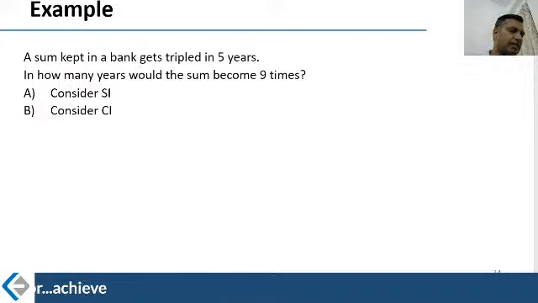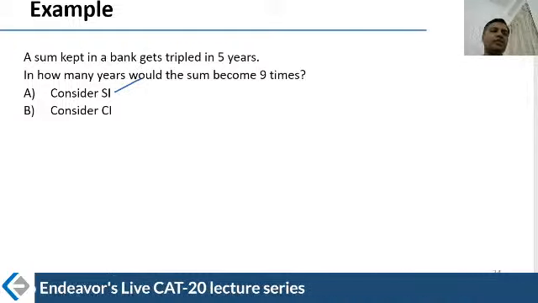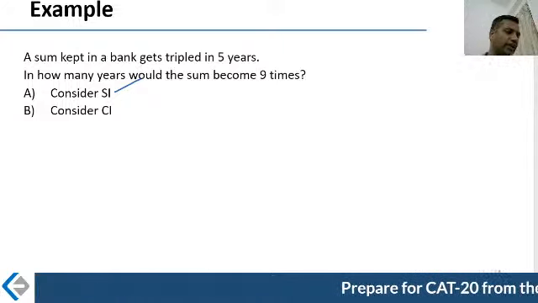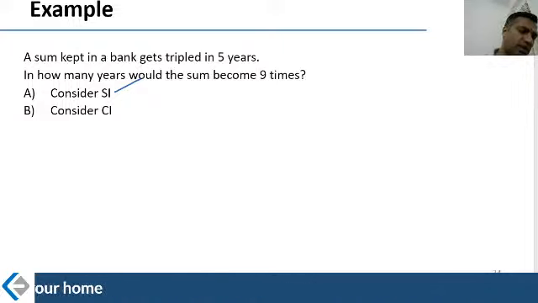Let's do this. A sum kept in a bank gets tripled in 5 years. We already did this on SI, friends. I already taught you this question on SI. Why am I taking this same model again? To see how it looks from a CI perspective. A sum kept in a bank gets tripled in 5 years. In how many years would the sum become 9 times?